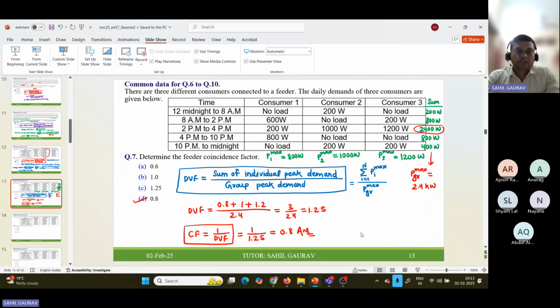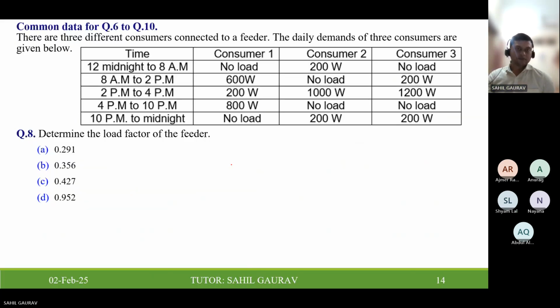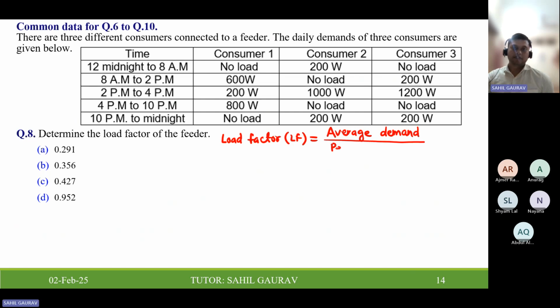So coming to the next problem, determine the load factor of the feeder. So how you can find the load factor of the feeder? First write the load factor expression. Load factor is the ratio of average demand upon peak demand.